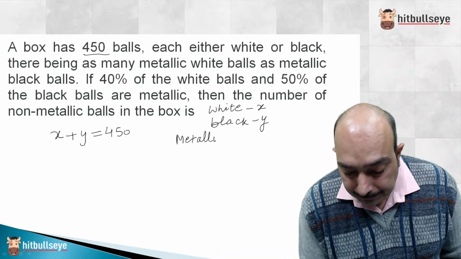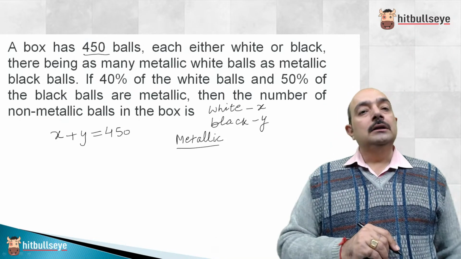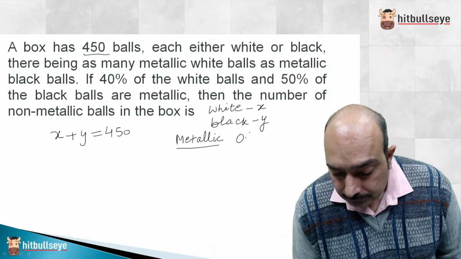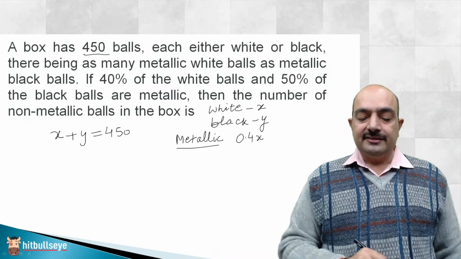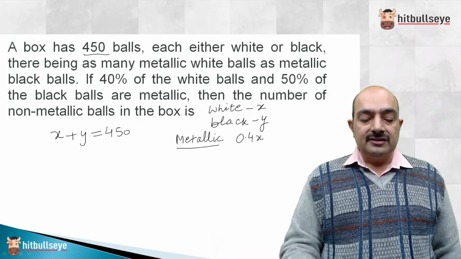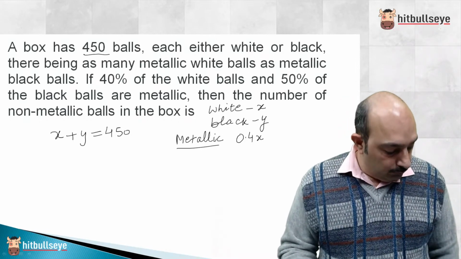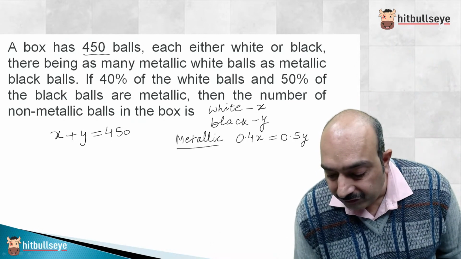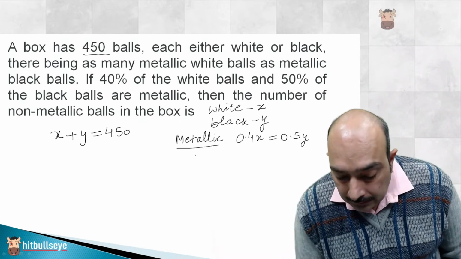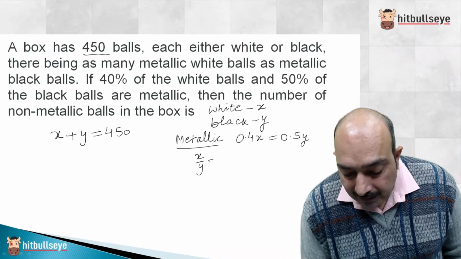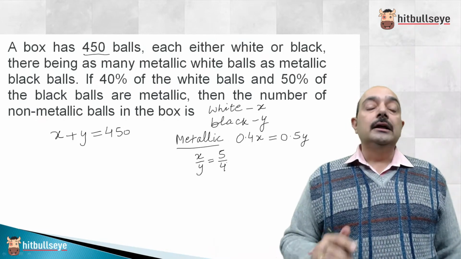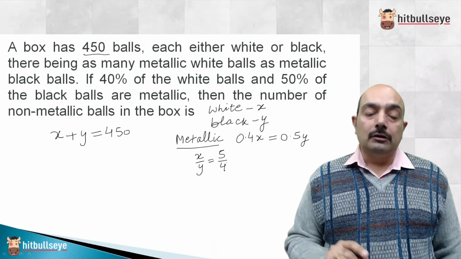So guys, let's keep it simple. Let us find metallic balls. Yes. Can I say 0.4x? There are x white balls and 40% are metallic, which means 0.4x happens to be equal to 0.5y. Now that tells you that the x by y ratio is 5 by 4. Please understand. This will tell us the total number of balls.